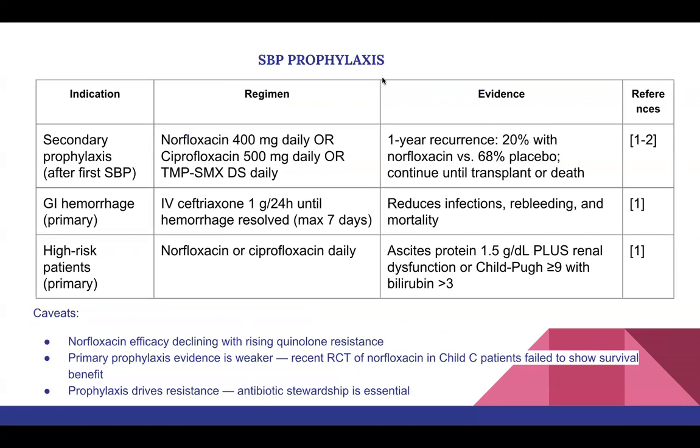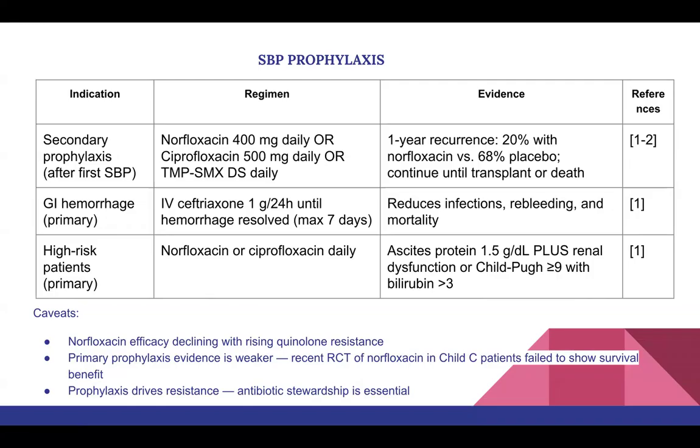Okay, so for SBP prophylaxis, we have primary prophylaxis and secondary prophylaxis. Secondary prophylaxis is typically after the first SBP, and the recommendation is norfloxacin daily, 400 milligrams daily, or ciprofloxacin, 500 milligrams daily, or TMP-SMX. And this would be lifetime prophylaxis.